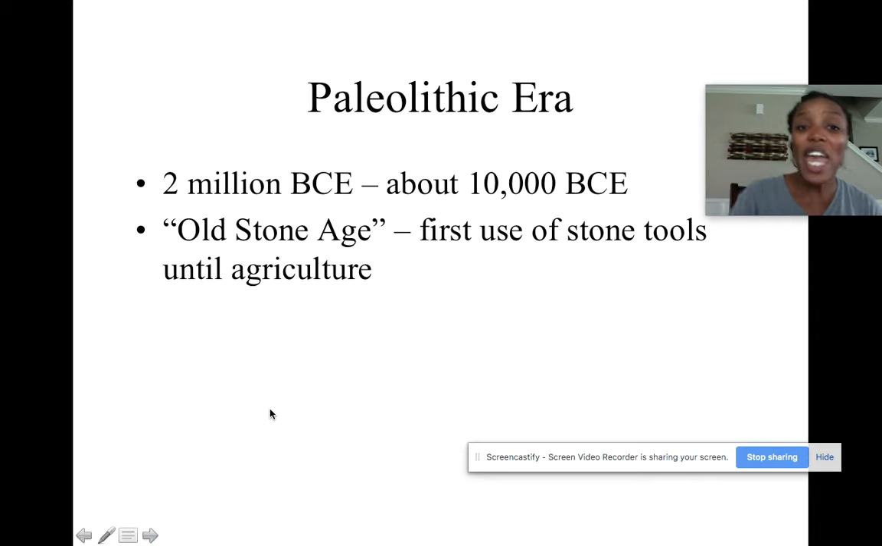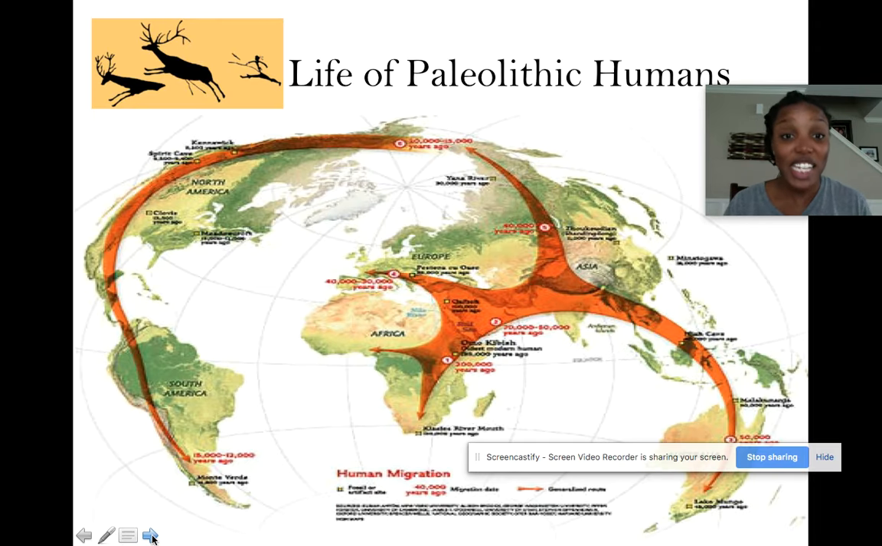Let's talk about the Paleolithic era, which comes before the Neolithic era. It was about 2 million BCE to about 10,000 BCE. They called it the Stone Age, and it was the first use of stone tools until we come to the new way of doing things, the Neolithic era, which is more domestication.